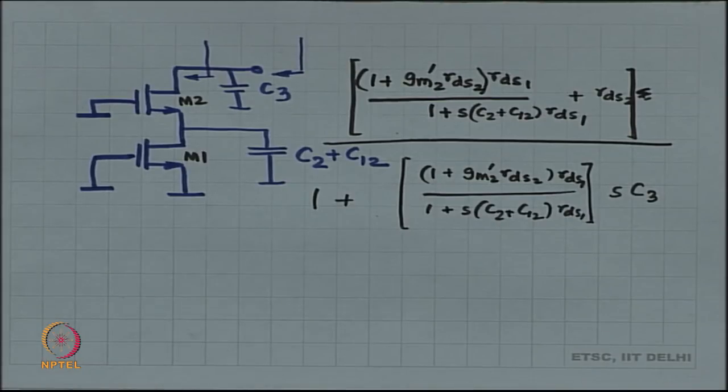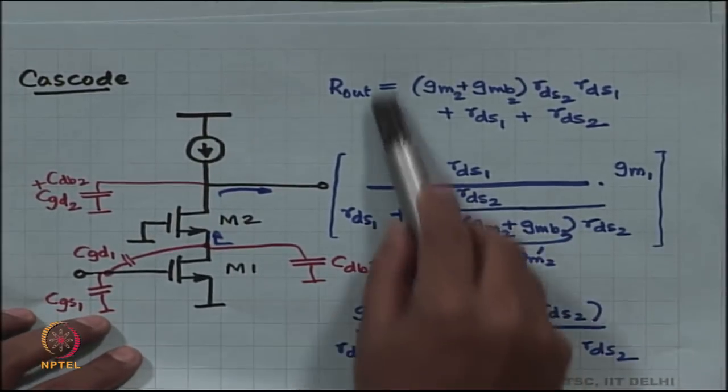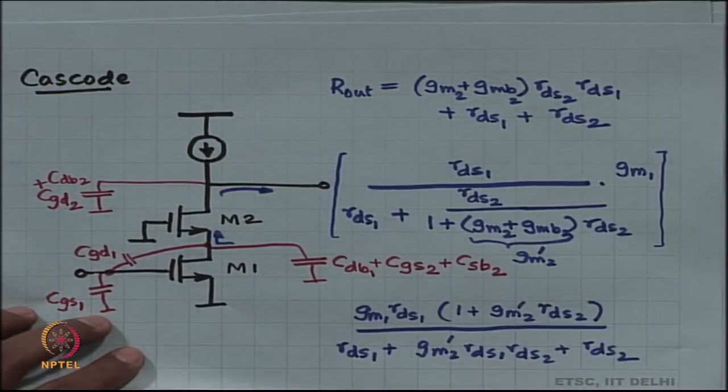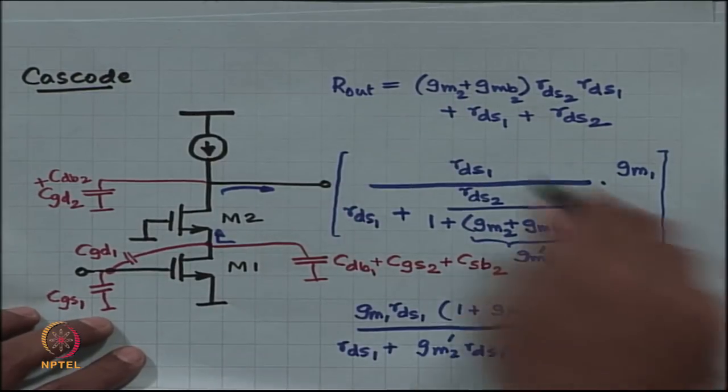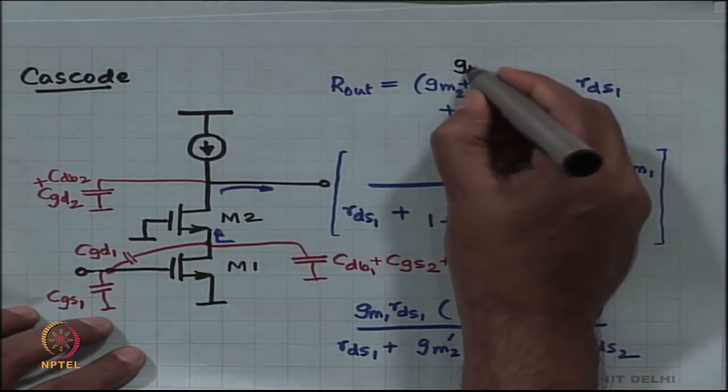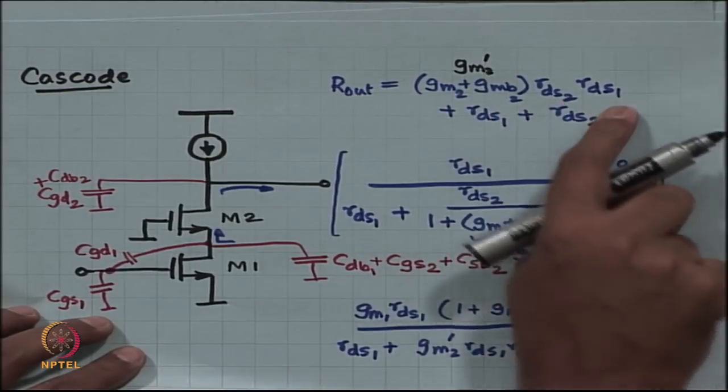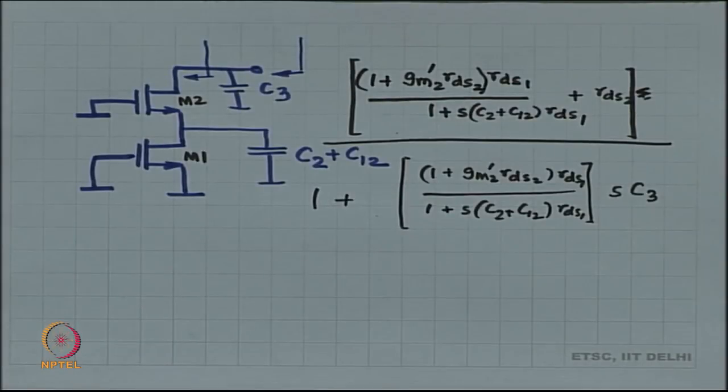Okay. This is the complete expression. Of course, we are not happy with this kind of an expression, we have to simplify. We have to simplify to a point where we can take the DC term common outside, and we know what our DC term was. Our DC term was just this, GM2 prime RDS2 RDS1 plus RDS1 plus RDS2. Okay, that was our DC term. So, we are only going to simplify till that point.